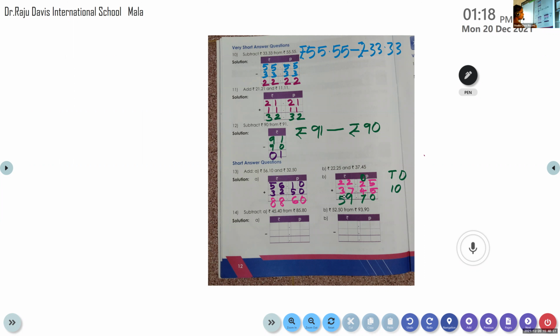Okay, so we can write the numbers. You also please write the number and do it and tell me the answer. So 85 rupees 80 paise, 45 rupees 40 paise. What's the answer? 40 rupees 40 paise. Very good. 0 minus 0, 0, 8 minus 4, 4, 5 minus 5, 0, 8 minus 4, 4. So 40 rupees, 40 paise. Very good.